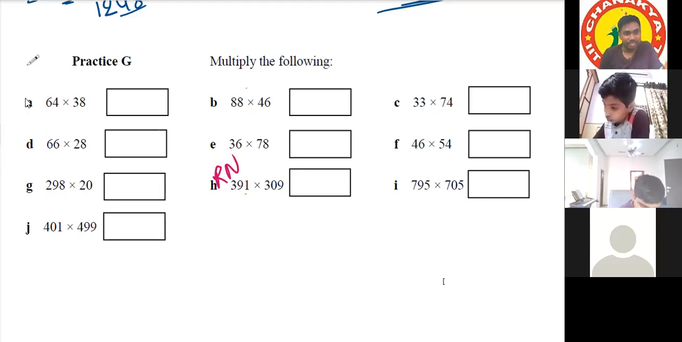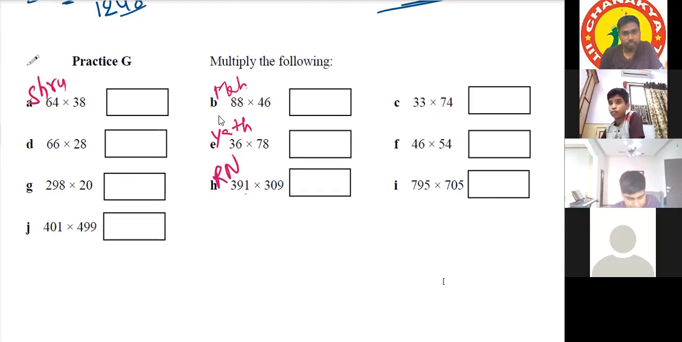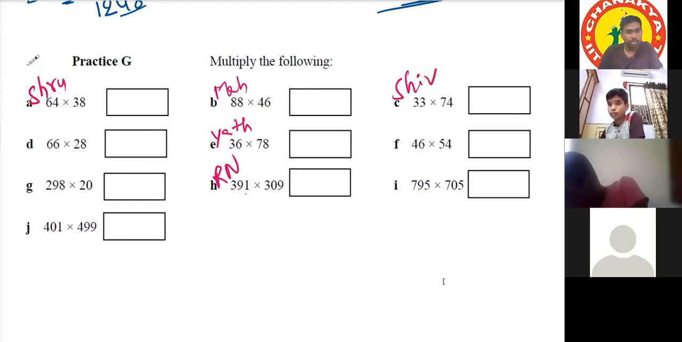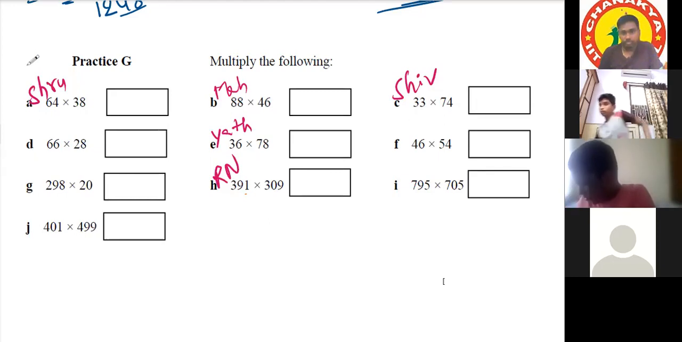Okay. A Srishti. E Yadharth. B Mahavir. C. F Satvika.